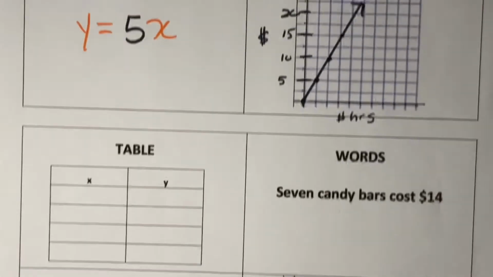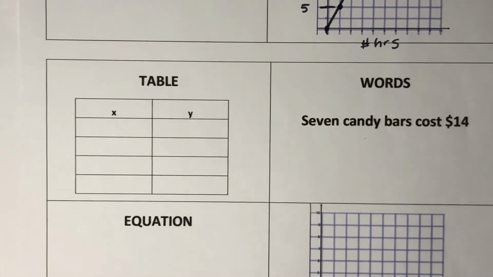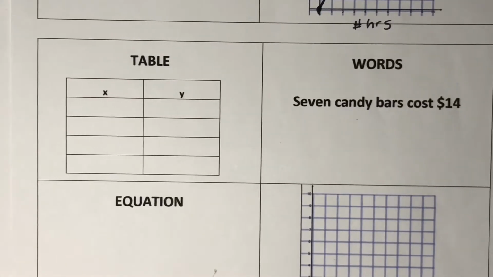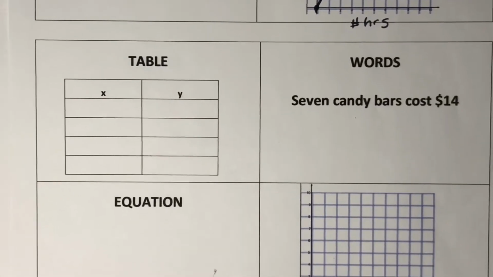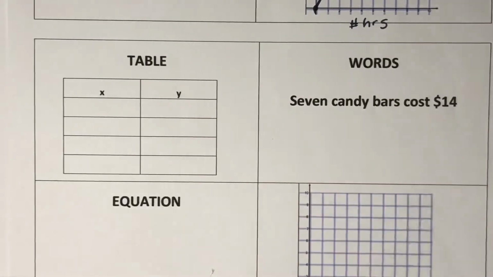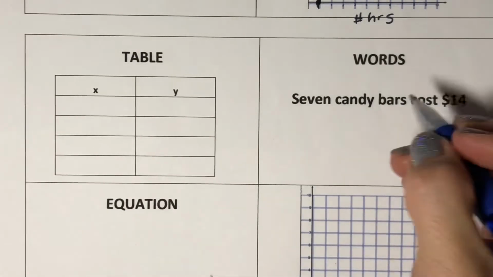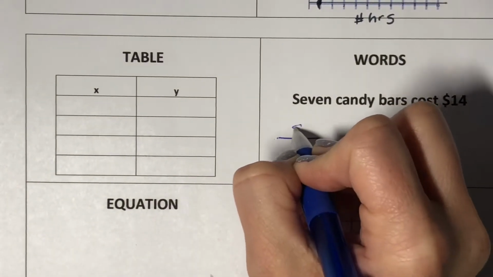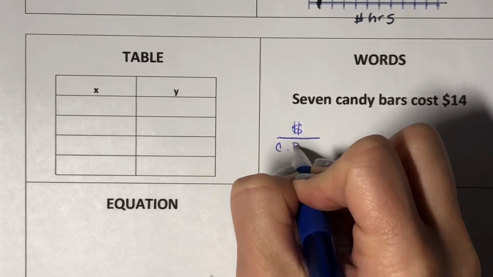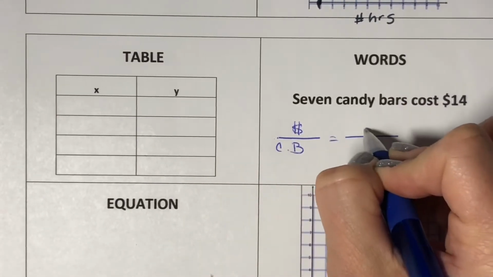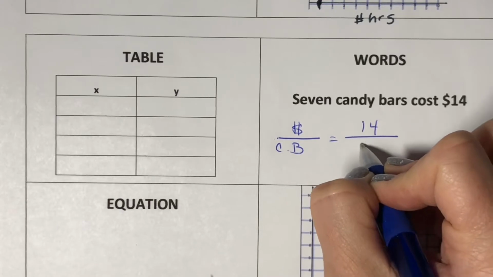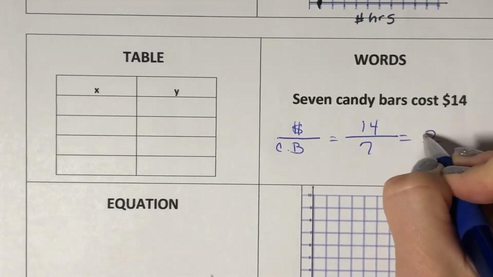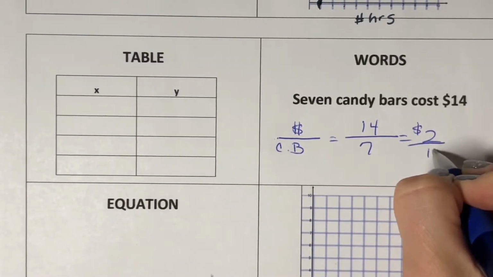Okay, let's take a look at one more example, and then after this one, we're going to study them all and see if we can come up with some things here. Now this one takes a little bit of work to figure out your unit rate. It's telling you that 7 candy bars cost $14. If you remember the fraction that we had, the cost per candy bar, that means take the cost amount and divide it by the number of candy bars, and it's costing you $2 for 1 candy bar.